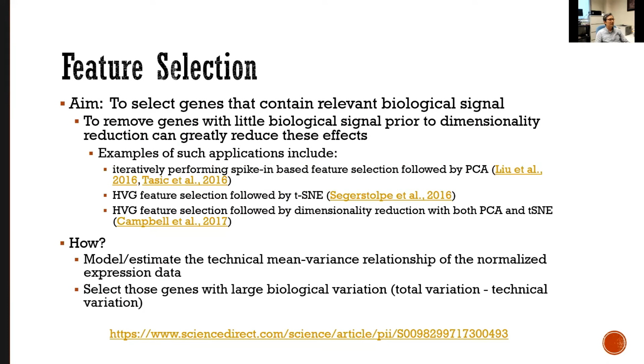Okay, back to our single cell data analysis. Feature selection is to select the genes that contain relevant biological signal, because we remove those genes that have very little contribution to any subsequent analysis. There are example applications. Okay. Then how to do it, that's what we are going to talk about.